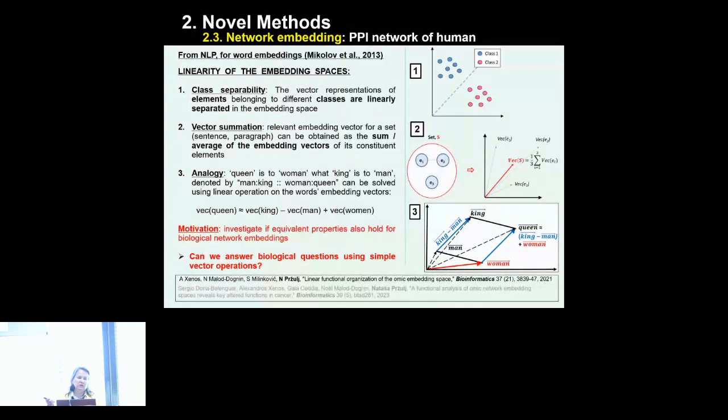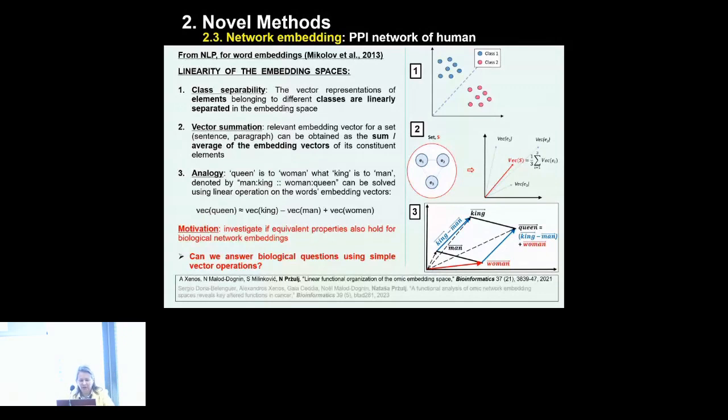Queen is to woman as king is to man, which means that for the vectors corresponding to these words, you can do linear operations. When you do this, the vector of king minus the vector of man plus the vector of woman is closer to the vector of queen than any other word vector. Now we asked, does this hold for biological data, or biological network data? And can we use this to answer biological questions using simple vector operations? Because if we can linearly learn this, then we are in good shape.